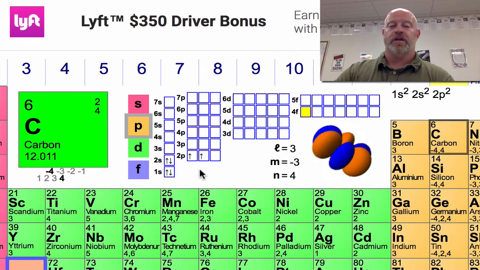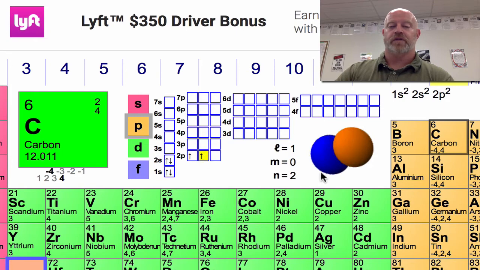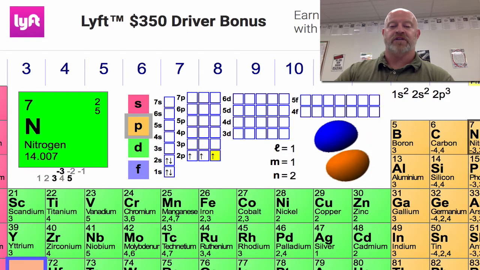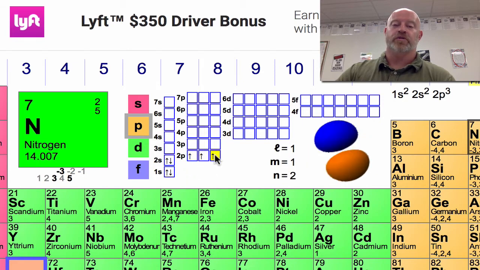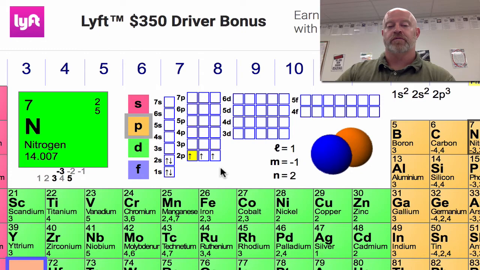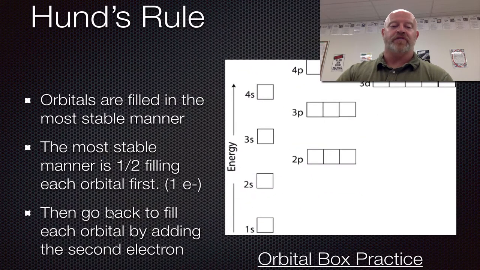We click on carbon, and we notice that after it fills the px, it goes to the py. We go to nitrogen that has 7 electrons. It puts its last electron in the pz. So the most stable configuration in terms of filling is to put 1 electron in each orbital before you pair them up. Okay, and that's basically what Hund's rule does for us. It tells us as we are filling, the most stable manner is to half fill each orbital first, and then go back and fill them.